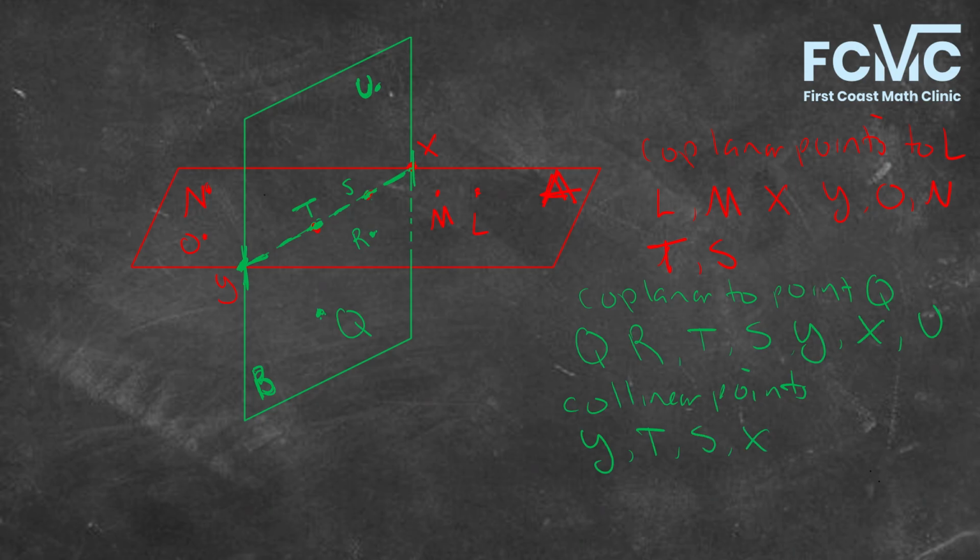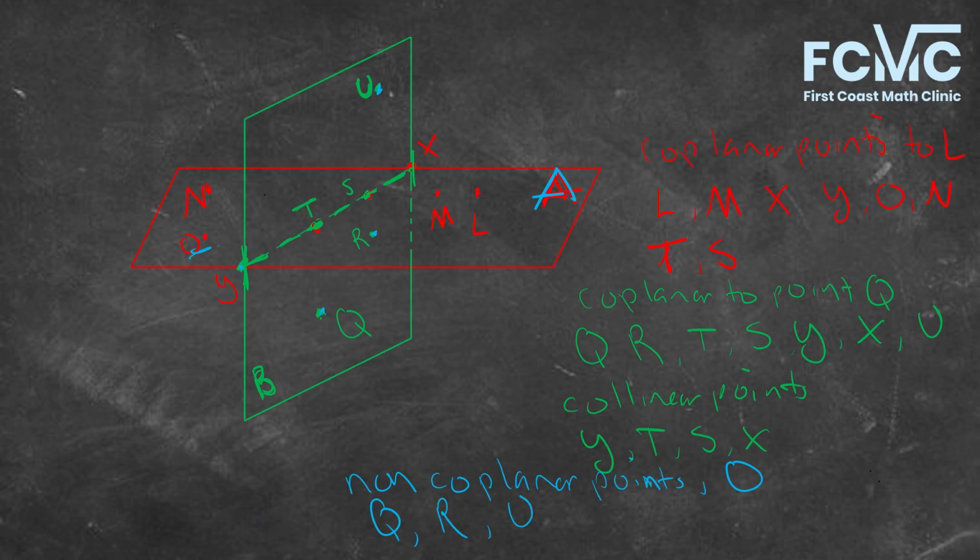Or what about non-coplanar points? In particular, let's look at maybe point O. What points are non-coplanar to point O? Well, O is on plane A. So what points are not on plane A? We've got point Q. We also have point R. And we have point U.